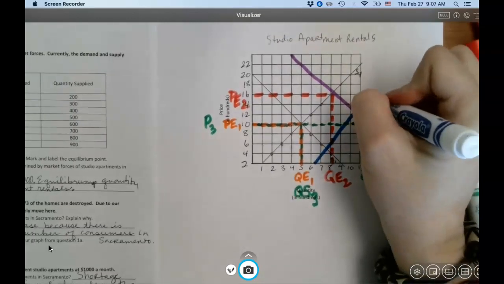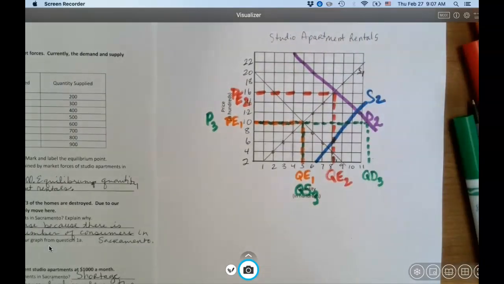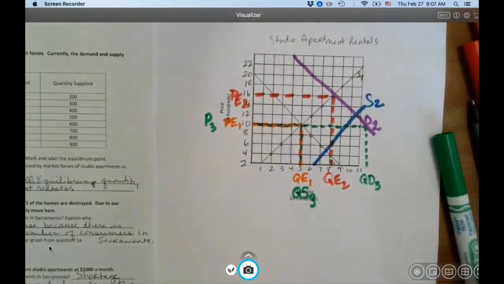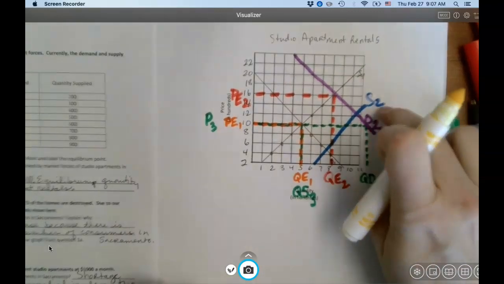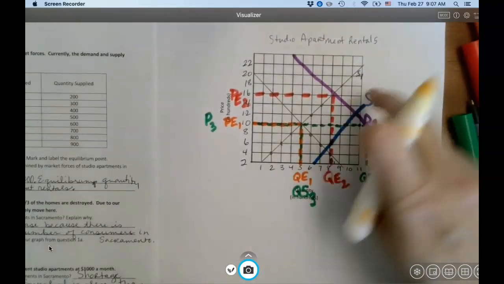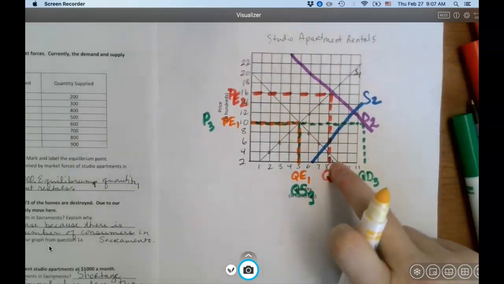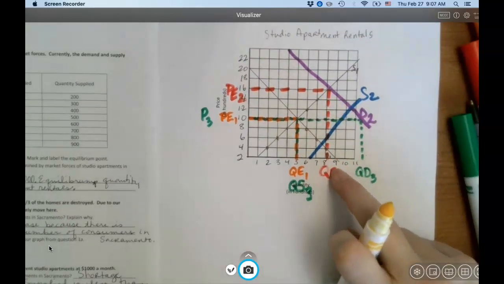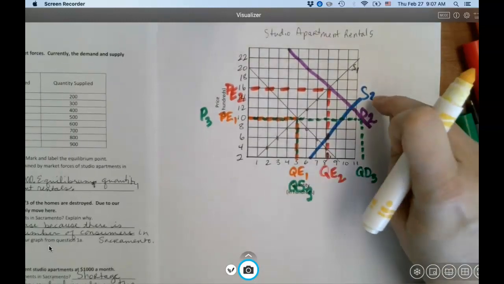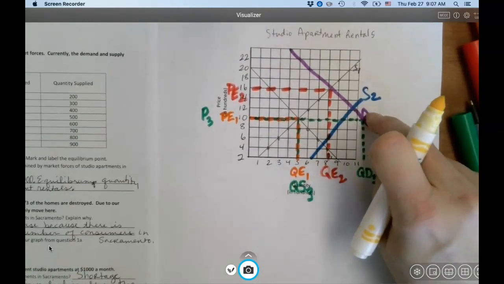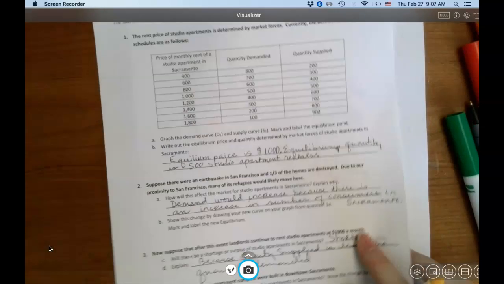Okay, S2 and equilibrium. This is now, we've got to find the two twos. This supply curve doesn't exist anymore. This demand curve doesn't exist anymore. We have to find the two latest ones. So this is where equilibrium is. Your two twos, that's where you mark this final scenario.